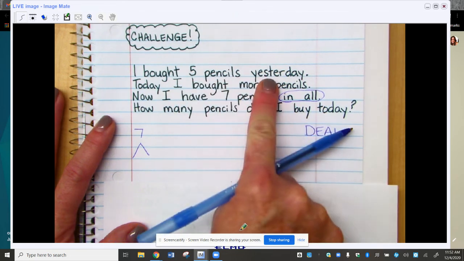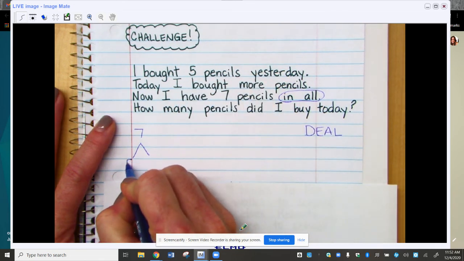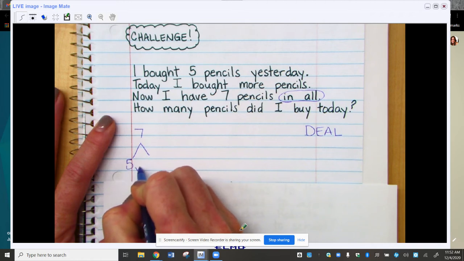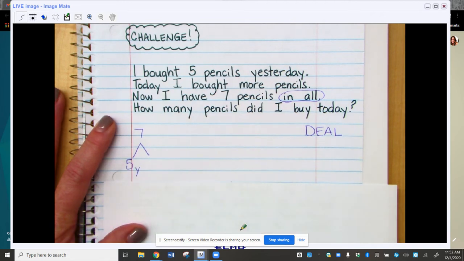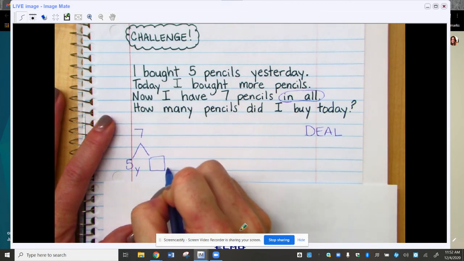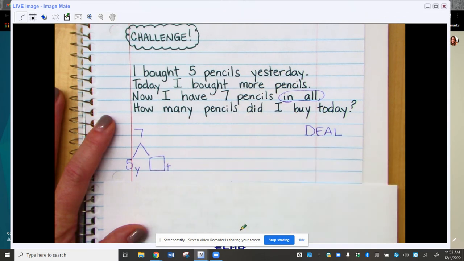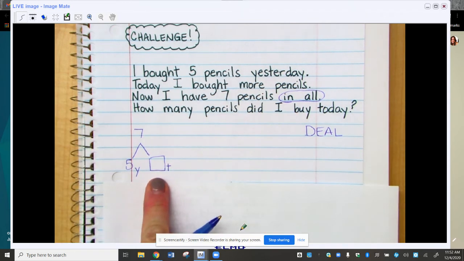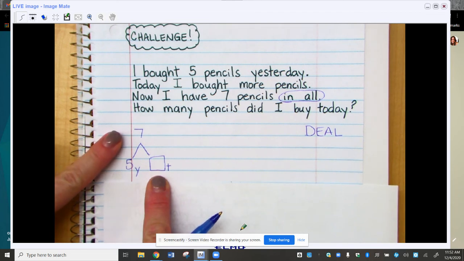5 pencils would be one of my partners. 5 yesterday. And I bought more today. Okay, and I'm going to put a little T for today. So it looks to me as though we're solving for another unknown partner. Okay, so now I know how I can draw my picture.